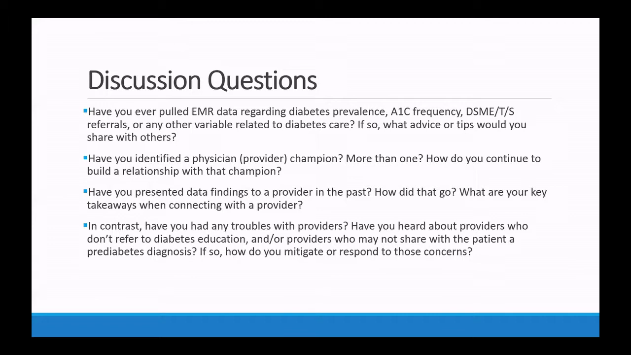So next question here, have you identified a physician or provider champion? Have you identified more than one? Maybe you have one who's really good at testing for A1Cs and one who's really good at referring to education. And if you have identified them, how do you continue to build a relationship with that champion?